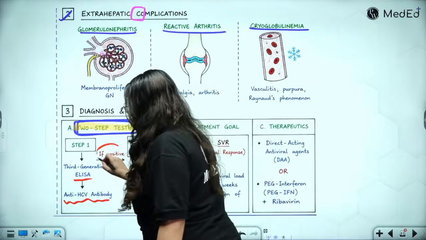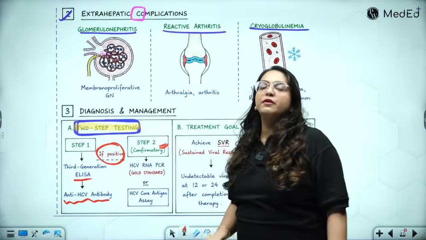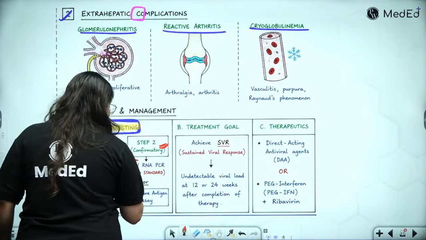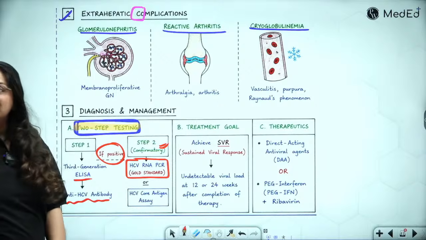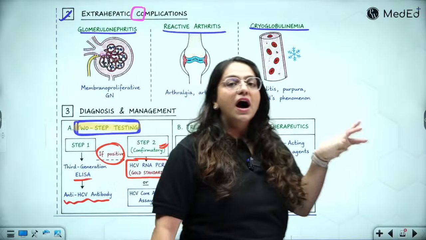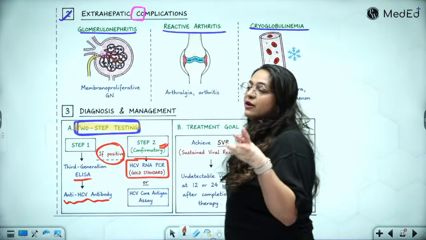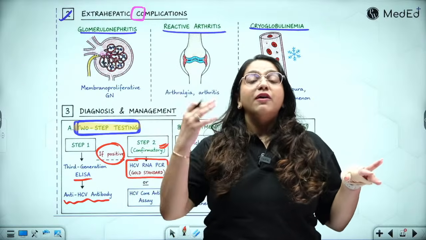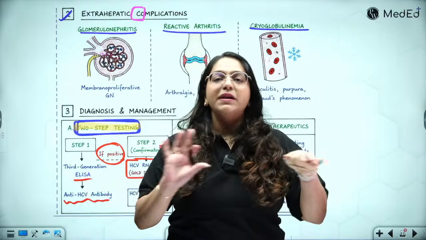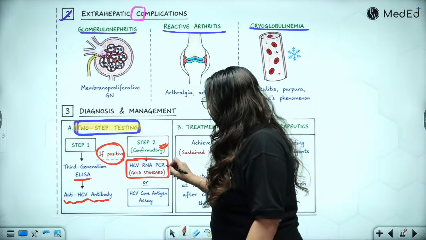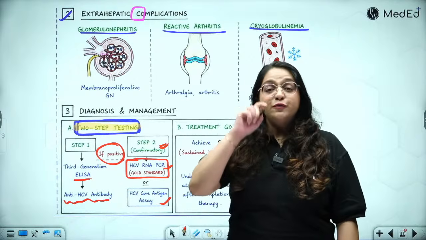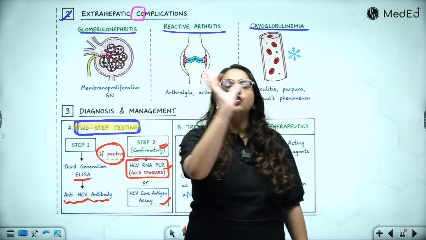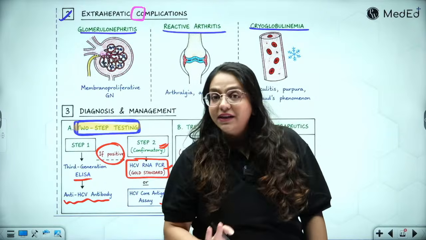If it comes positive, then in step 2, you do a confirmation. And that confirmation as a gold standard is done using an HCV RNA PCR. As a gold standard, it is always hepatitis C virus RNA PCR. Initially, there used to be something called RIBA, recombinant immunoblot assay. That is nothing but Western blot. But now we don't do RIBA anymore. We simply do a PCR or a core antigen assay. So first you do an ELISA in which you detect anti-hepatitis C antibodies. And then you do an RNA PCR wherein you detect the RNA of the virus.